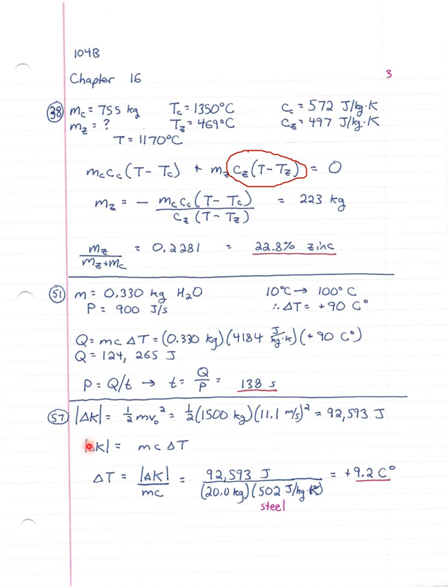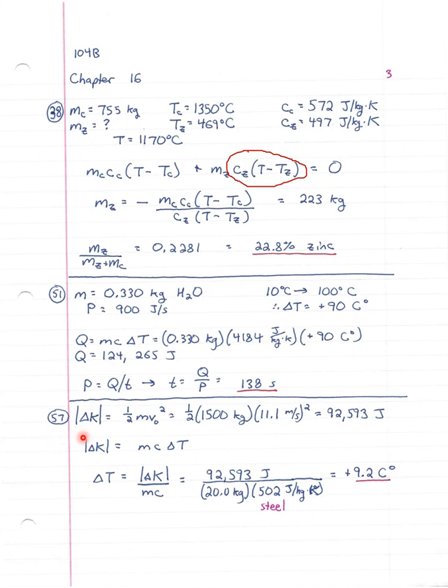So here we've got the change in kinetic energy is 1/2 mv0 squared. I have that as an absolute value, or a magnitude, because it's going to be negative, but the loss of kinetic energy becomes positive heat. So I'm interested in the absolute value, 1/2 mv0 squared. 1/2 the mass times, we need to convert the speed from kilometers per hour to meters per second, so 11.1 meters per second, and square it. So it's a loss of kinetic energy of 92,593 joules.